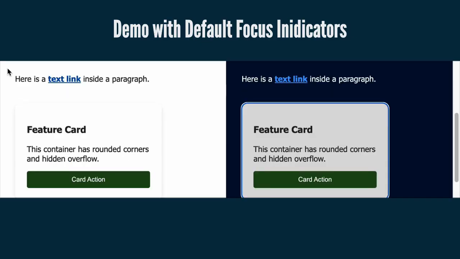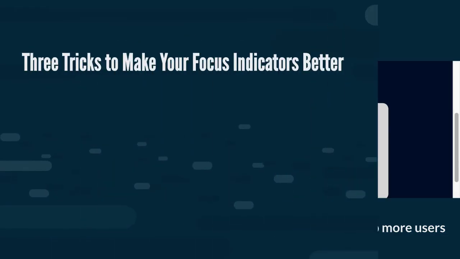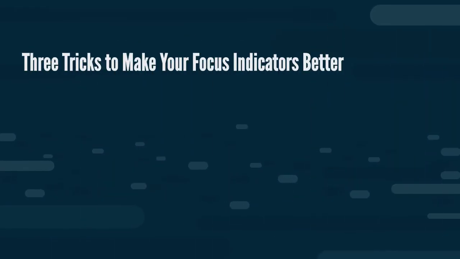But here's the problem. The default blue ring doesn't always meet the required 3:1 contrast ratio against every background, nor does it meet size recommendations, which is why the focus indicator seems to disappear on certain parts of the page, like the green buttons on the cards. Next, let me show you 3 tricks to making your focus indicators more accessible.